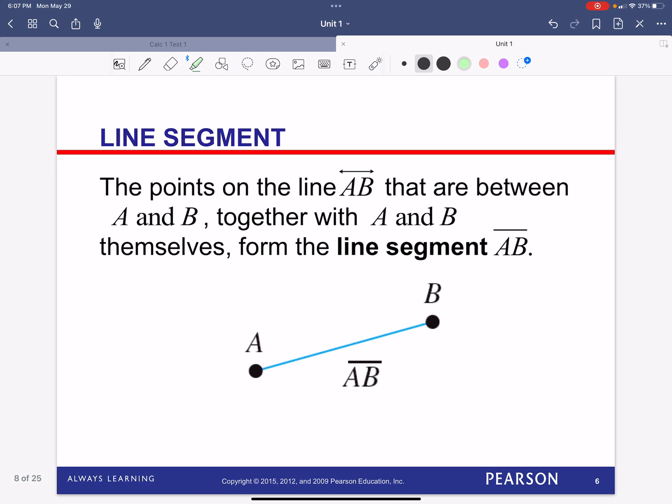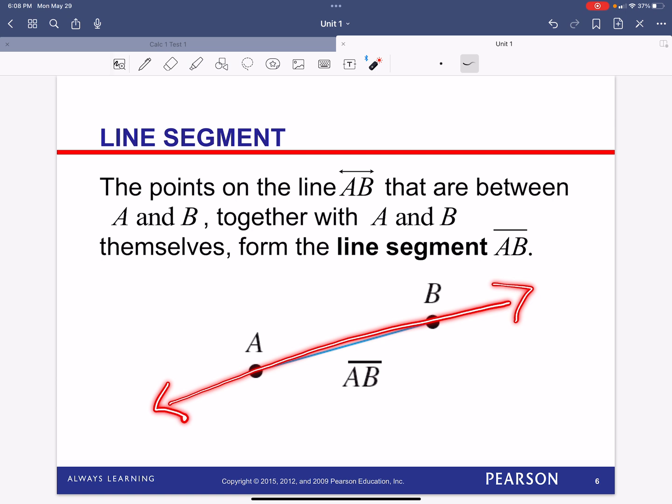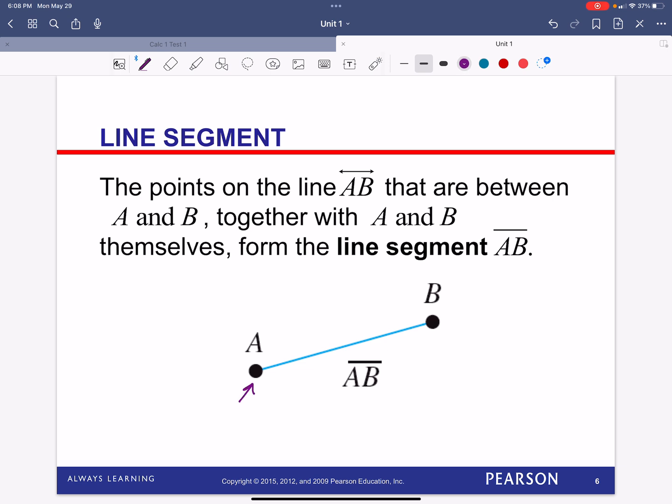Now, a line segment is a part of a line. If you had line AB, this line segment AB begins and ends at those points right there. So a line segment is part of a line, and they have a stopping point. So this is an end point, and this right here is an end point.